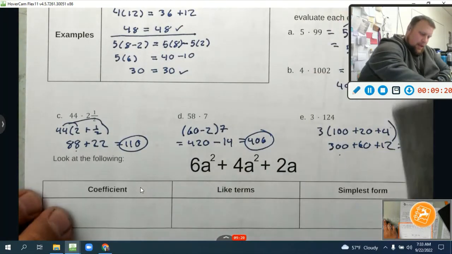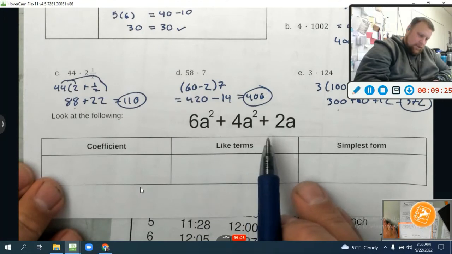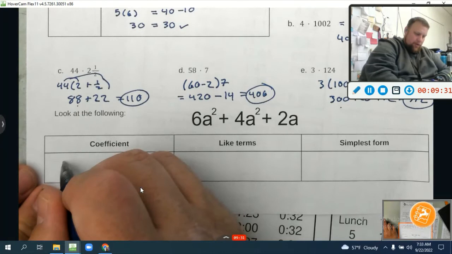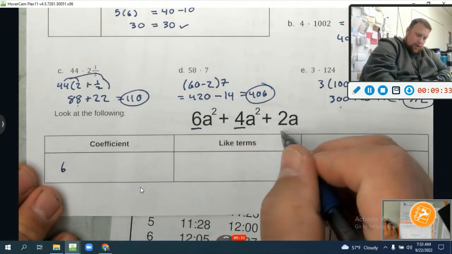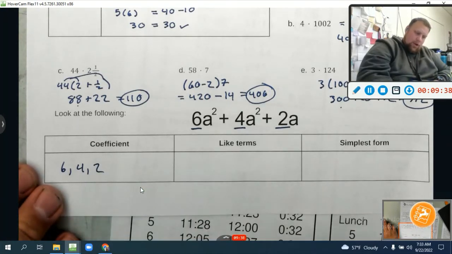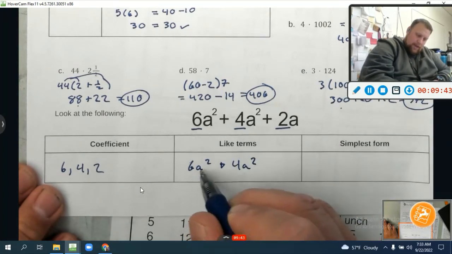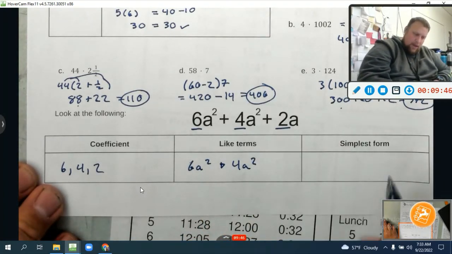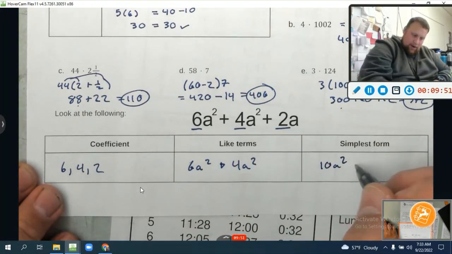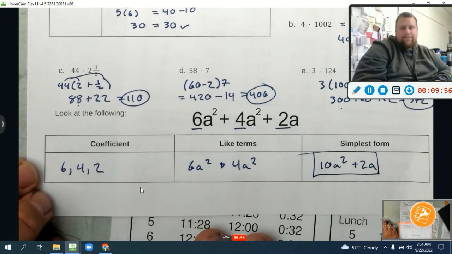We're going to look at 6a squared plus 4a squared plus 2a. What are the coefficients that are shown here? Well, we have the coefficients 6. Remember, the coefficients are the numbers in front of the variable. 6, 4, and 2. What are like terms? Well, 6a squared and 4a squared, because they both have a's to the second power. What's the simplest form? Well, if I combine those together, I get 10a squared plus 2a. That's the simplest form. Boom.